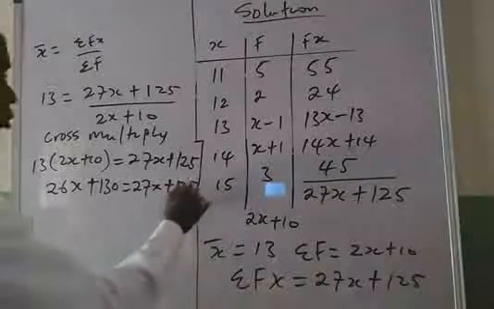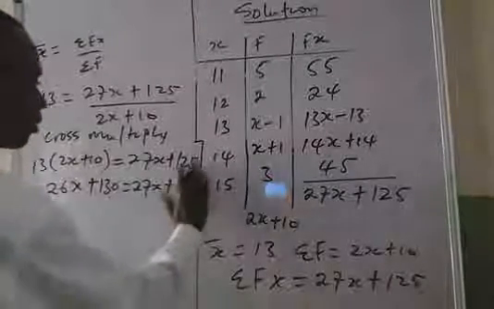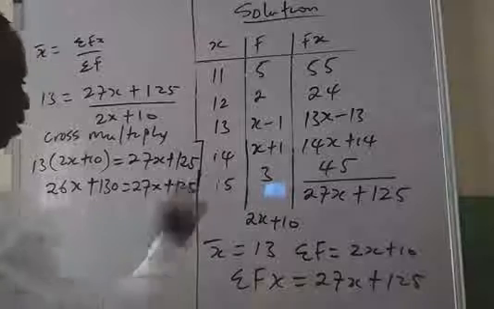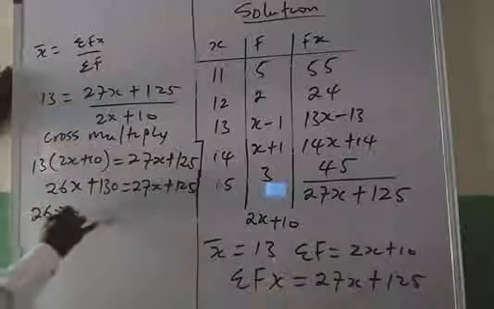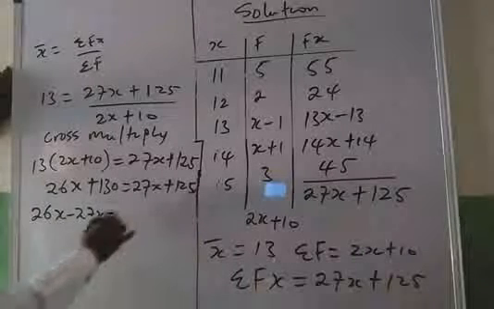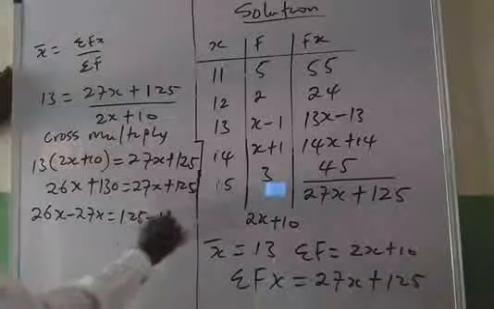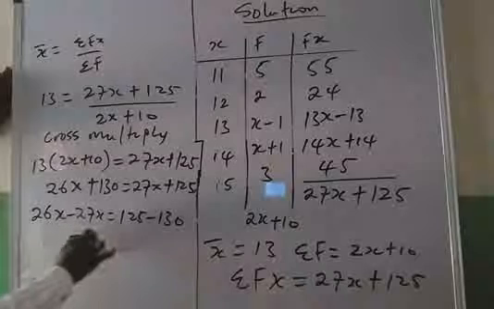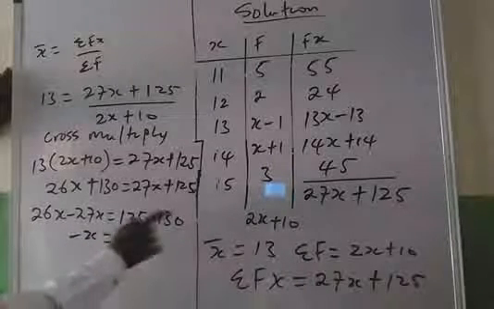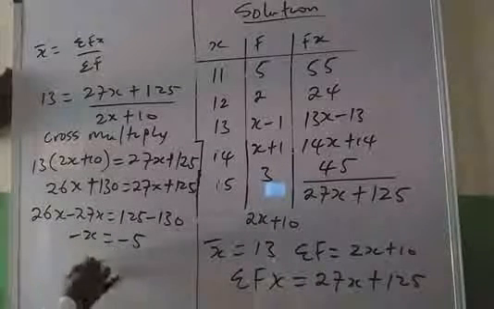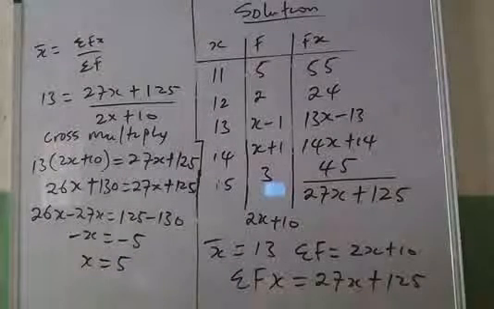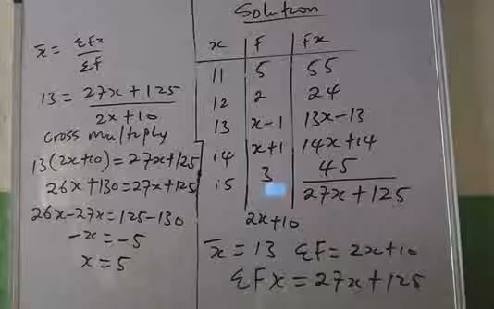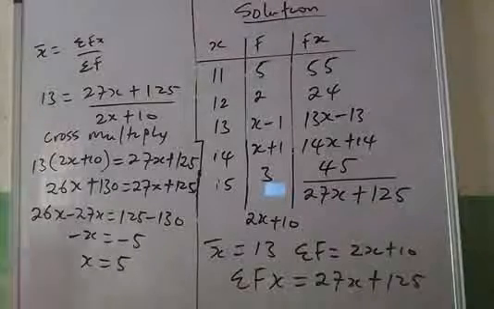So the next thing we need to do is to collect our like terms. If we collect our like terms, you have 26x minus 27x is 125 minus 130. So you have minus x will be equal to minus 5. Then your x must be equal to 5. So the value of our x is equal to 5.